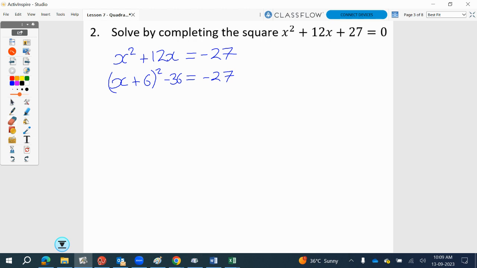This will work for irrational ones as well. This is the one that you use to prove the quadratic formula, and to prove the other methods work. So this is the base one. So what we can do now, we can solve.